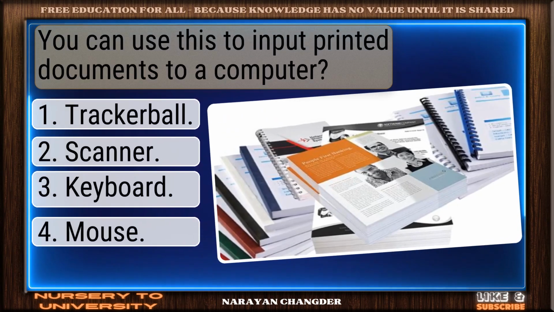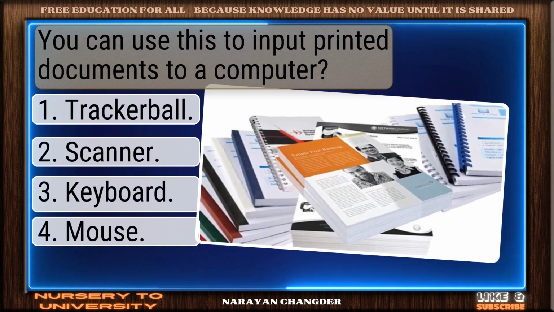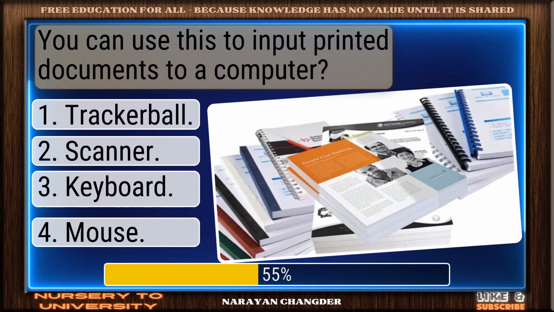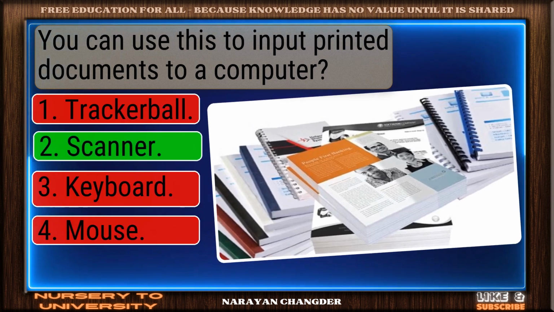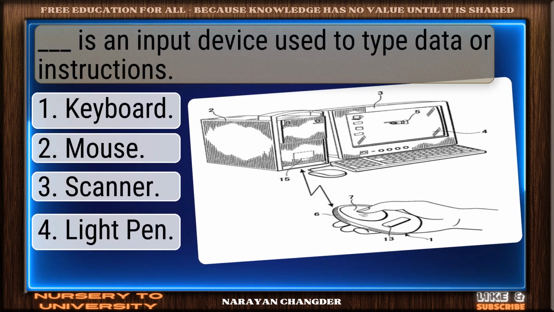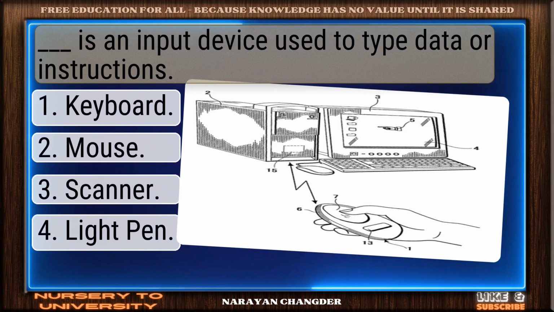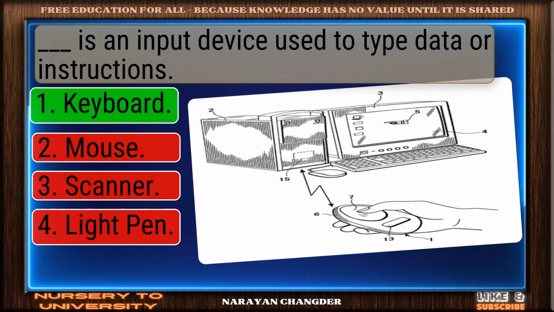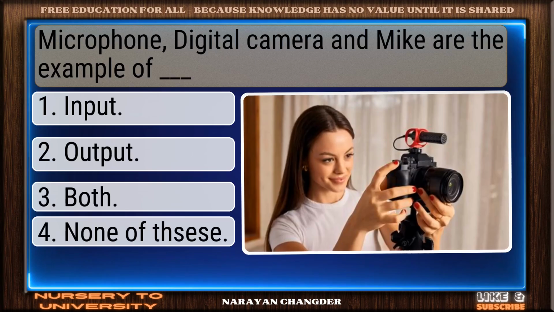You can use this to input printed documents to a computer. Nicely done. Scanner is a solid answer. Dash is an input device used to type data or instructions. Bravo. Keyboard is the answer.